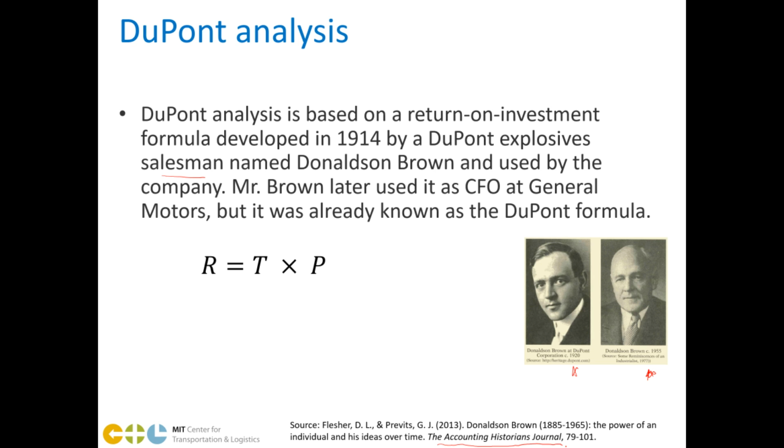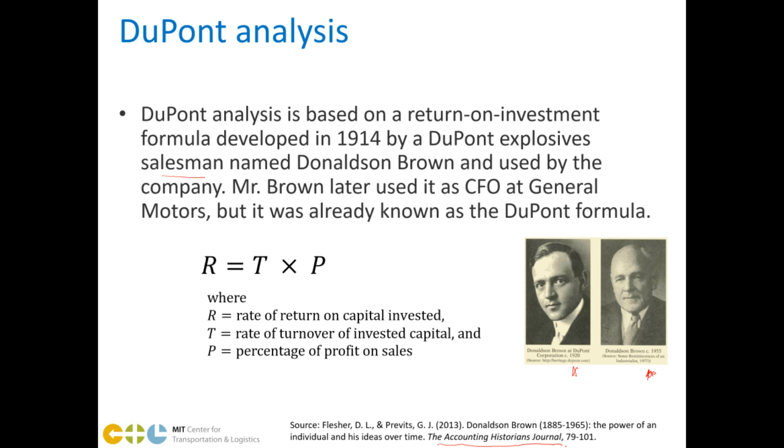Well, his formula is actually pretty simple, 3 letters, very much like the theory of relativity. E equals mc squared. You have to know what E, M, and C stand for. But in our formula, what do R, T, and P stand for? Well, R is the rate of return on the capital invested, or the invested capital, a return on investment. And it's broken down into 2 parts, the turnover of invested capital and the percentage of profit on sales.